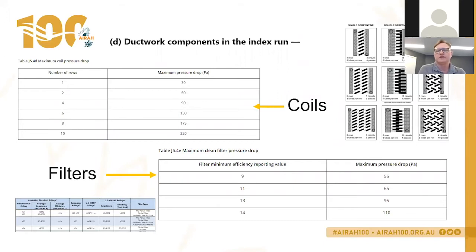Coils and filters each have tables in the code. Coils vary based on the number of rows in the coil, and filters vary in pressure drop allowance based on their MERV rating. As you can see on the slide there, the Australian standard ratings are G ratings, and then you've got the US MERV ratings. The code uses the US MERV ratings, so you need to be able to convert your filter performance data across to a MERV rating. Ask the suppliers for details.